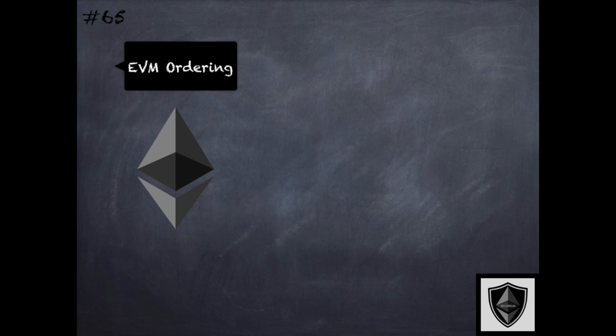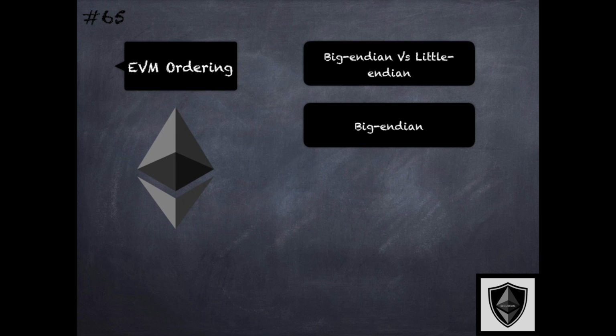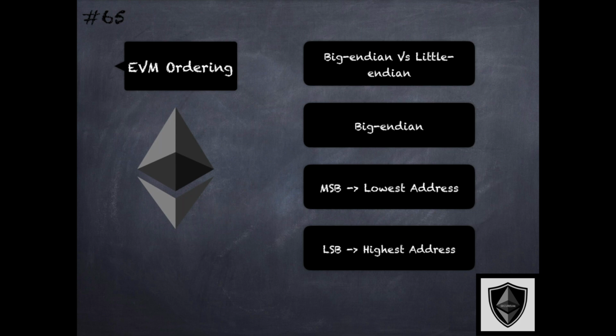And another concept typically associated with architectures is the concept of ordering. Big endian ordering versus little endian ordering. In the case of the EVM, it uses the big endian ordering. And what this means is that the most significant byte of a word is stored at the smallest memory address, and the least significant byte is stored at the largest address.